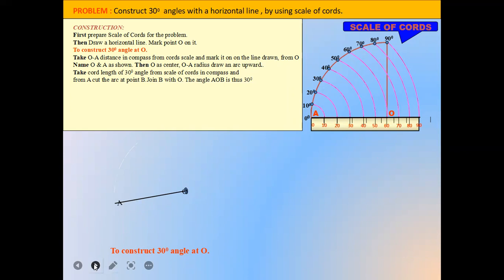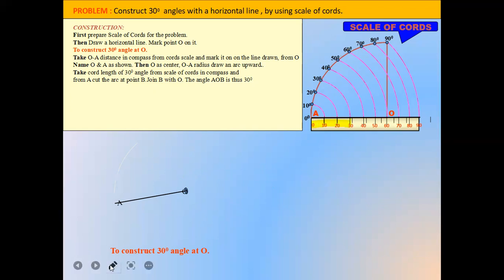Next, you will draw an arc. This arc will be equal to this arc. Now suppose this one is the arc. With O as the center, draw an arc upward, and take the chord length of the 30-degree angle from the scale of chord in the compass. Our target is to draw a 30-degree angle, so I'm taking 0 to 30 degrees.